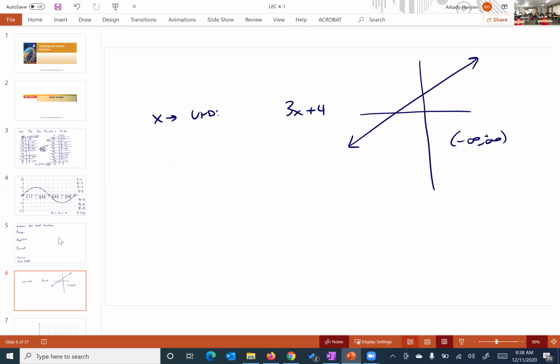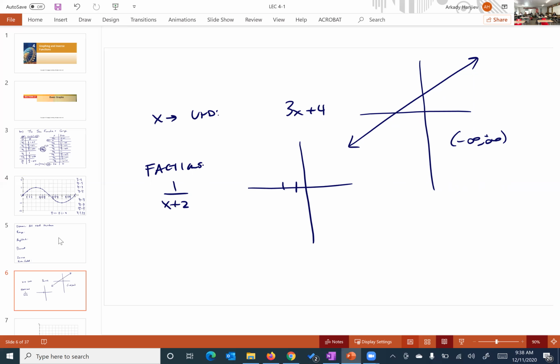The problem that comes in with domain is anytime you have fractions. When you have fractions, you have something that looks like this. Let me do a simple graph: 1 over x plus 2. You remember those from Algebra 2? Of course you do. It's the ones that go like this.